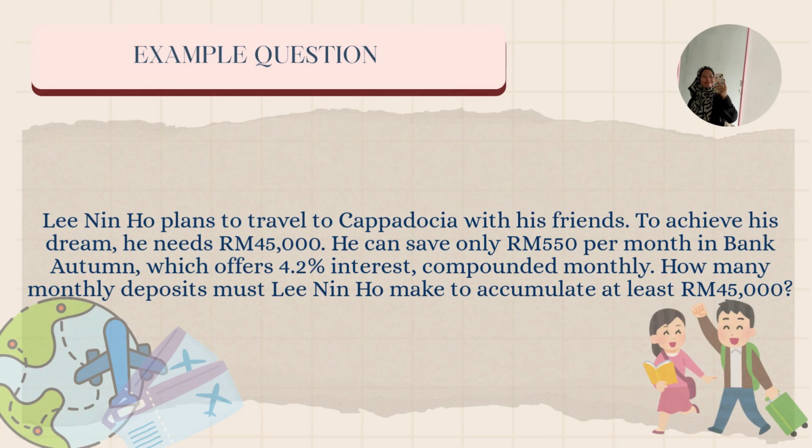Question number 2. Lee Min Ho plans to travel to Cambodia with his friends. To achieve his dream, he needs 45,000 ringgit. He can save only 515 ringgit per month in a bank account, which offers 4.2% interest compounded monthly. How many monthly deposits must Lee Min Ho make to accumulate at least 45,000 ringgit?